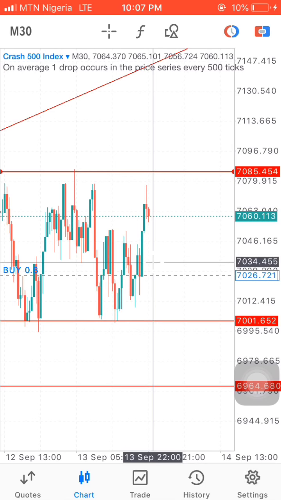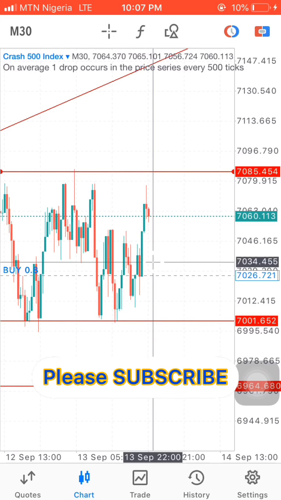Now this works very well for all pairs. You can use it to trade your Boom, the Crash, the VIX 75 and all of that. But you have to know this: if you are using the VIX 75, make sure that you are using the 5 minutes time frame. I use the 5 minutes time frame if I'm trading on the VIX 75 with this strategy that I'm using. It's actually a very good strategy.